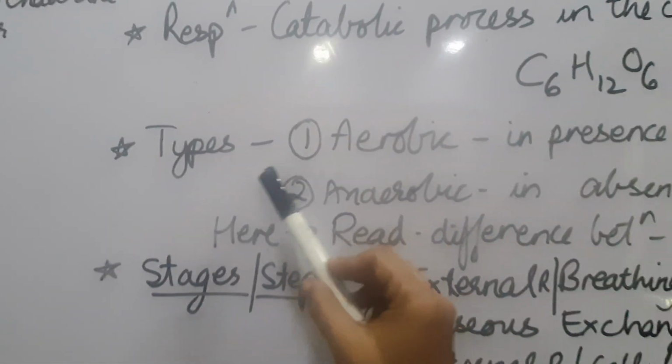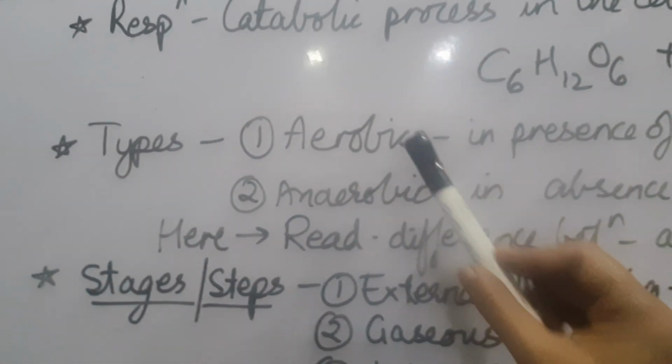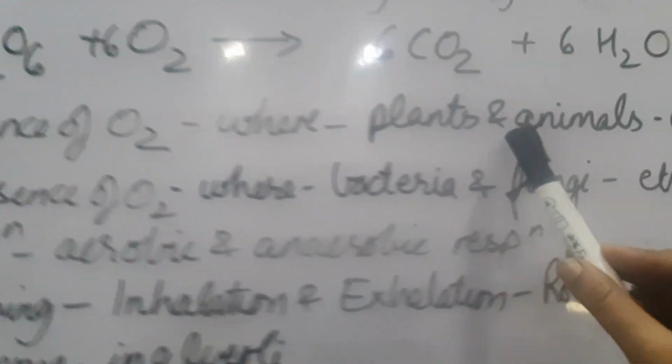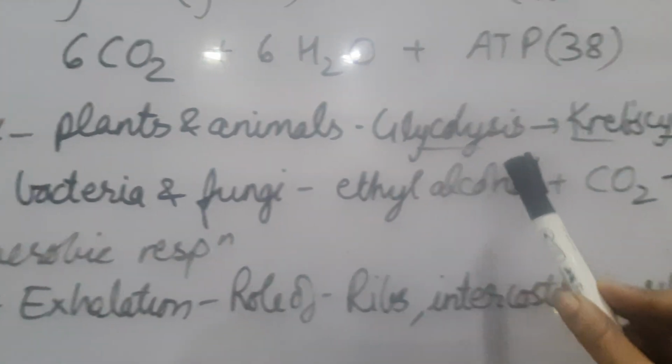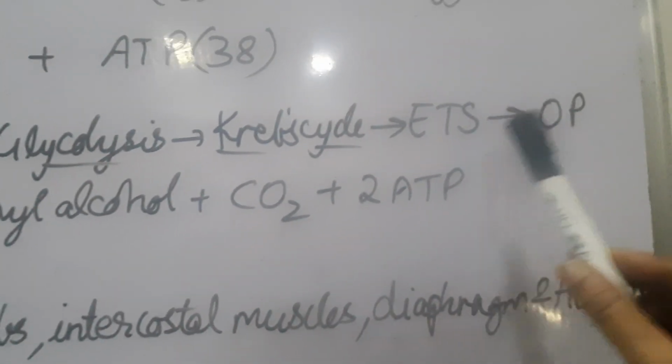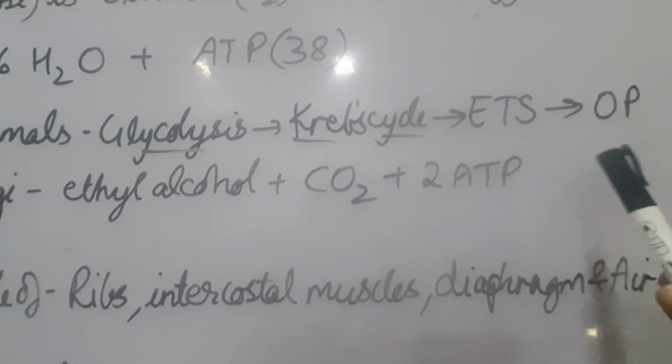So let us go with the types of respiration. Aerobic, where oxygen is needed. Where does it happen? Plants and animals. What are the steps? Glycolysis, Krebs cycle, ETS and OP. You will understand these steps in class 11.